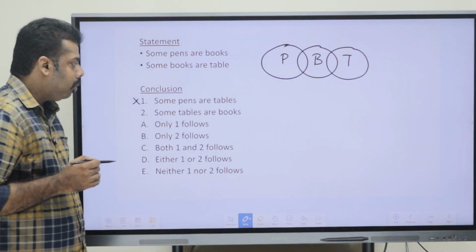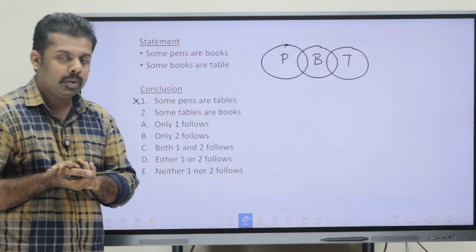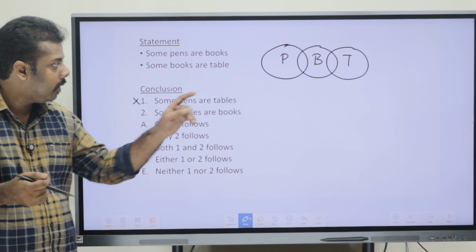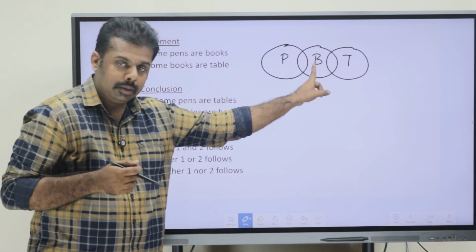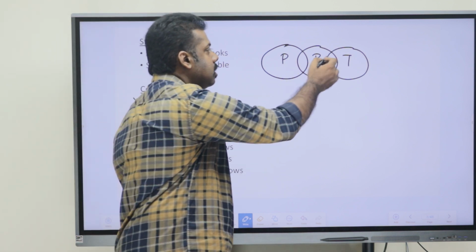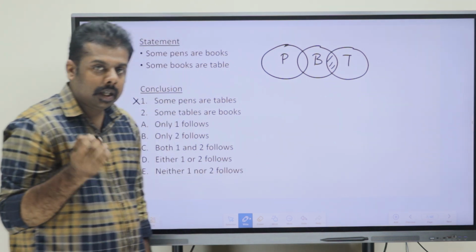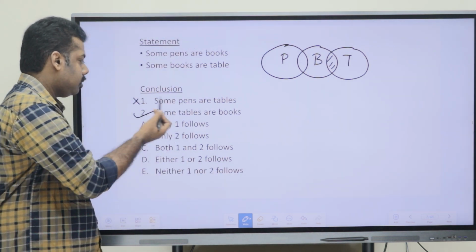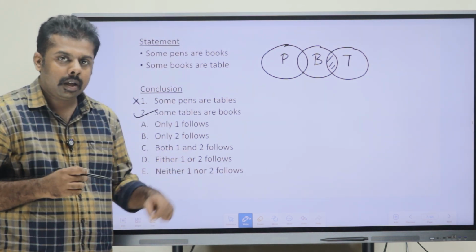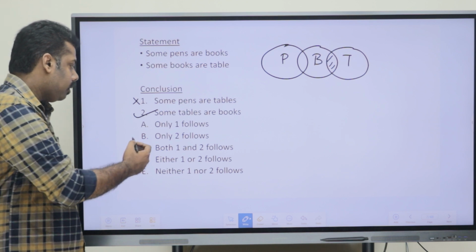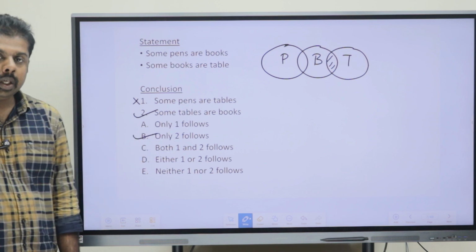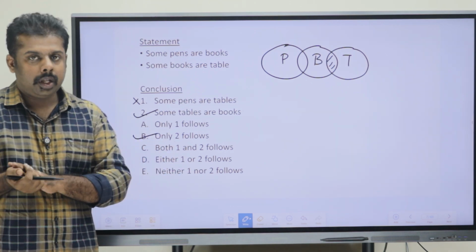Okay. Now moving to the second one, some tables are books. Is it right? We can see this is table, this is book. They have a some relation, as we can see here. So we can say that the second conclusion is right. So the first is wrong, the second is right. So which option is the right one? We can say that option B, only two follows, will be right.